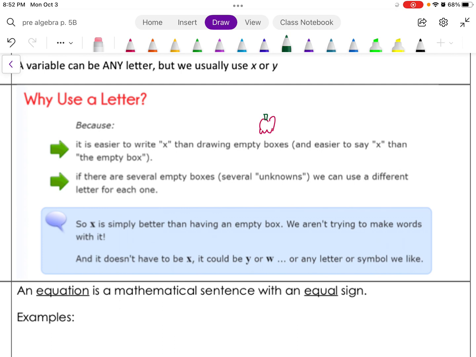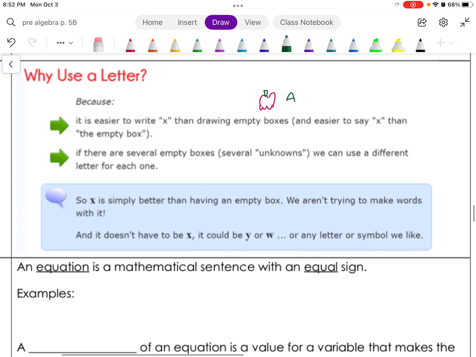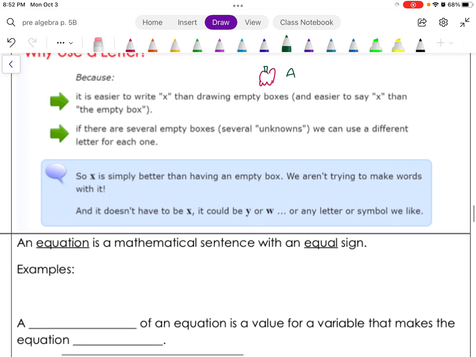Right, there's my apple. Just writing the letter A is a lot faster. If there are several empty boxes or several unknowns, we can use a different letter for each one. Right? X is simply better than having an empty box. We aren't trying to make words with it. It doesn't have to be an X. It could be Y or W or any letter that you want to use. If you go high enough in math, you actually need more than the 26 English letters, and you start using the Greek alphabet, and things get really exciting.